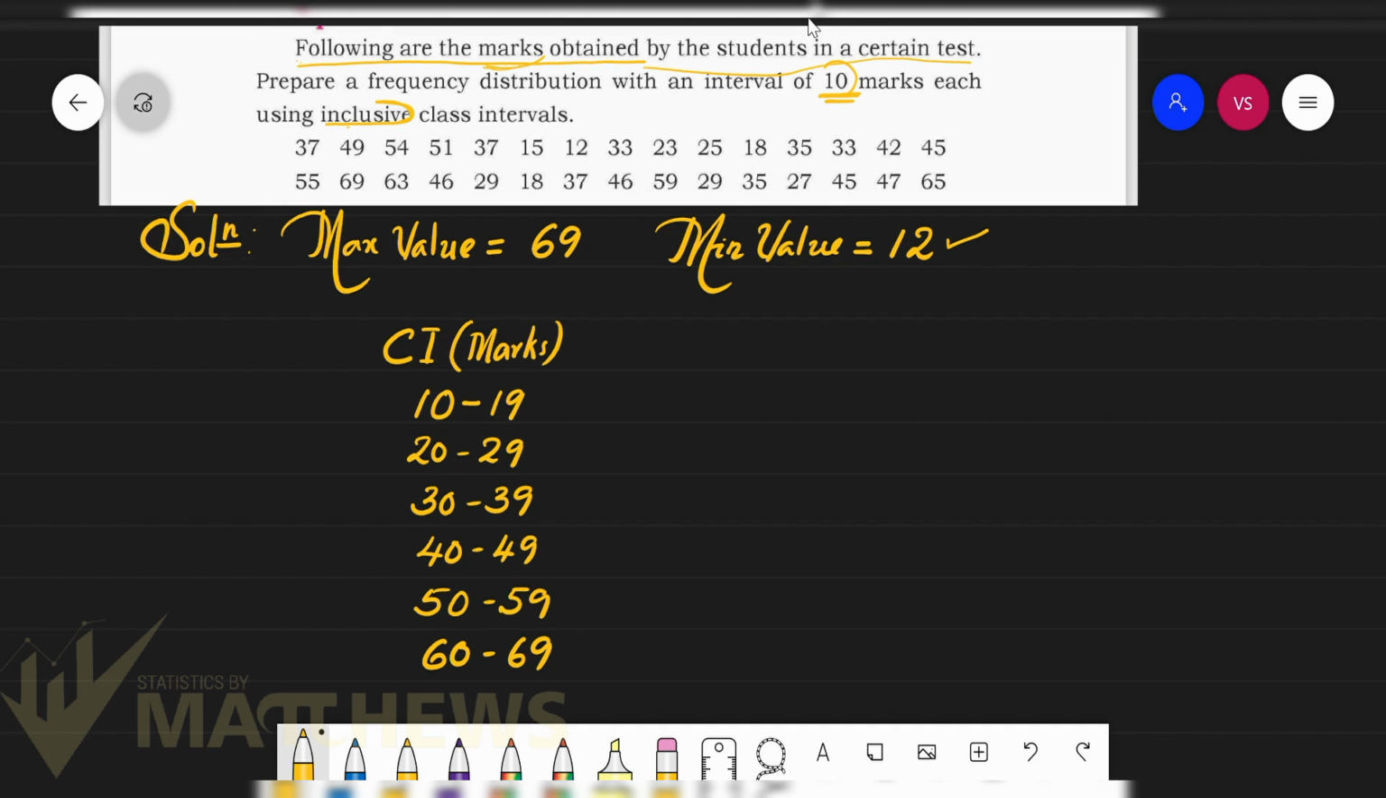Should we go for the next one, 70 to 79? No need. The reason is the last value is 69 here. The maximum value is 69. So we'll end up with 69.